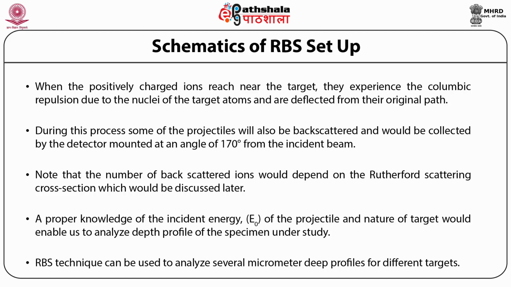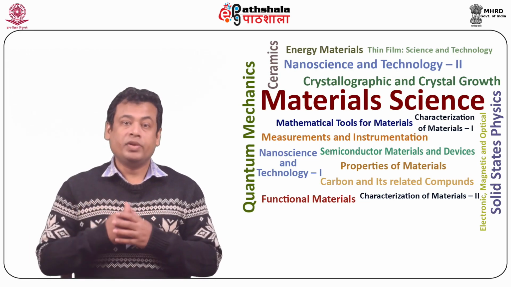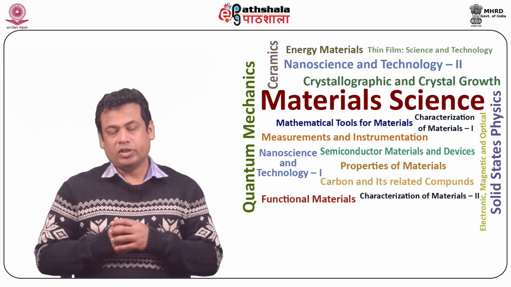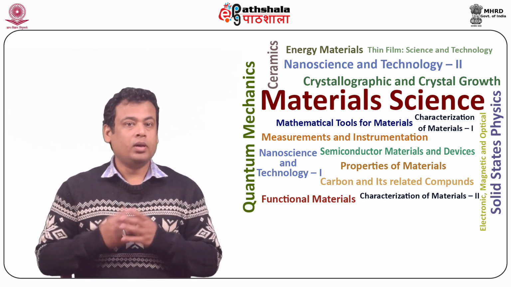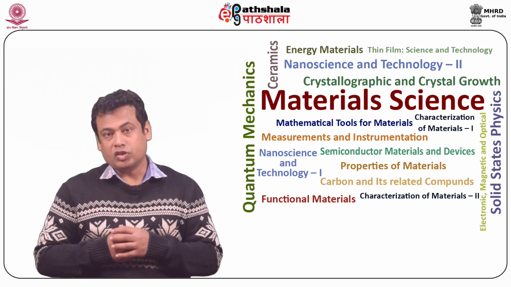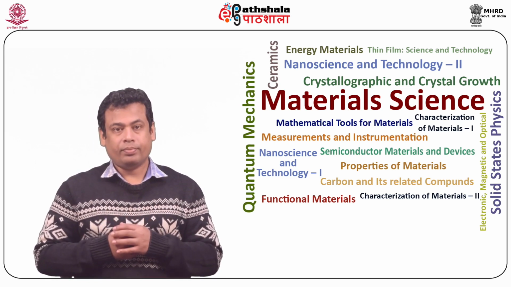The backscattered electrons generate an electron signal which is amplified and processed by digital electronics. The output is displayed as a spectrum on the computer screen and hence is called backscattering spectrometry. Now, let us see what is the basic physical concept behind this RBS technique. RBS involves the scattering of two different particles having different energies associated with them.